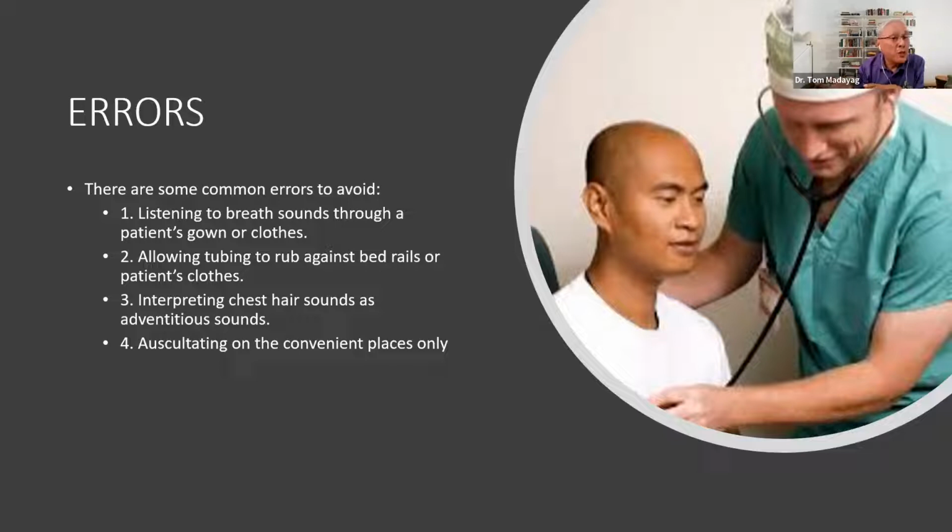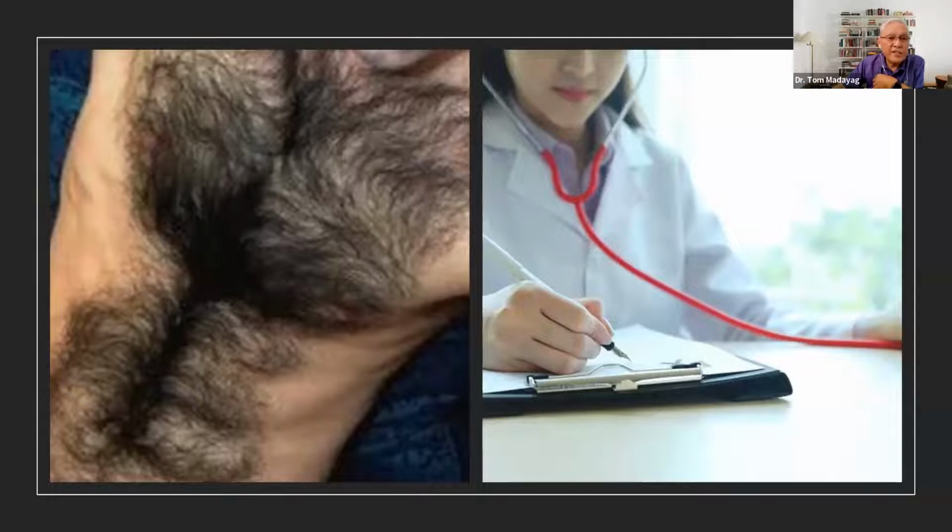But if you can use an alcohol swab, for example, and apply that alcohol swab in the area where you're auscultating, that would diminish the possibility of the transmission of artifact. And of course, auscultating on convenient places only. So we will learn the areas that are minimal for you to auscultate on patients who are going to be your subject for your client assessment.